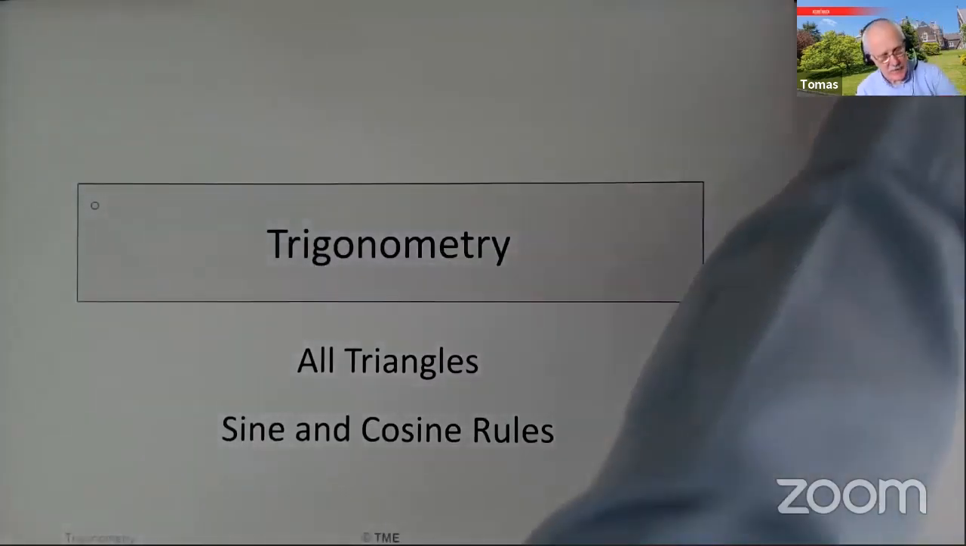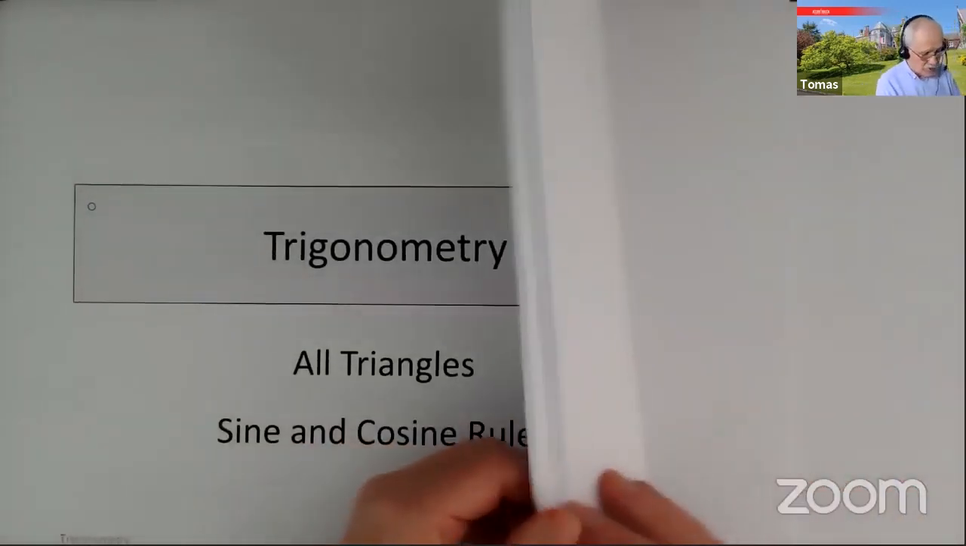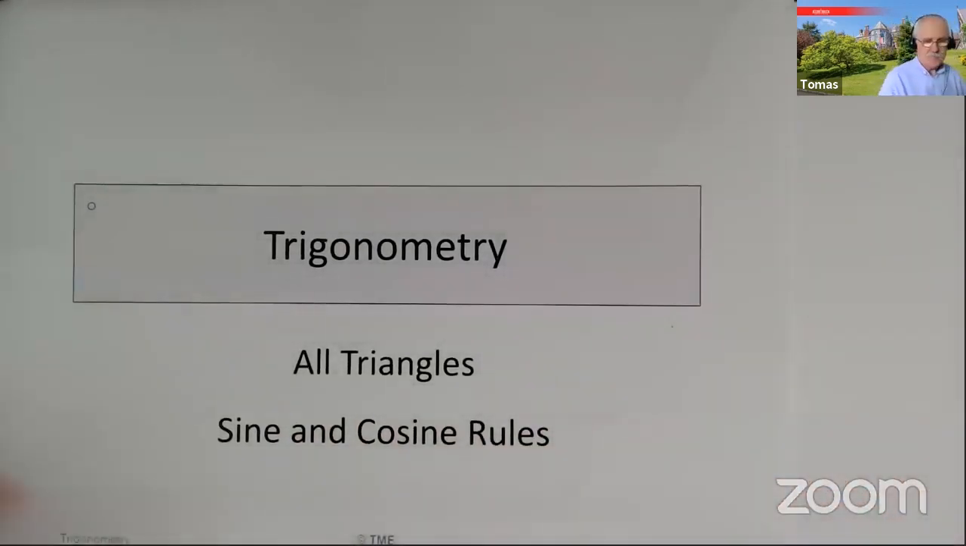So let's take a minute and catch your breath, and then we'll start on all other triangles. They're the ones that don't have a right angle in them. Just take a minute and we'll start again in a sec.